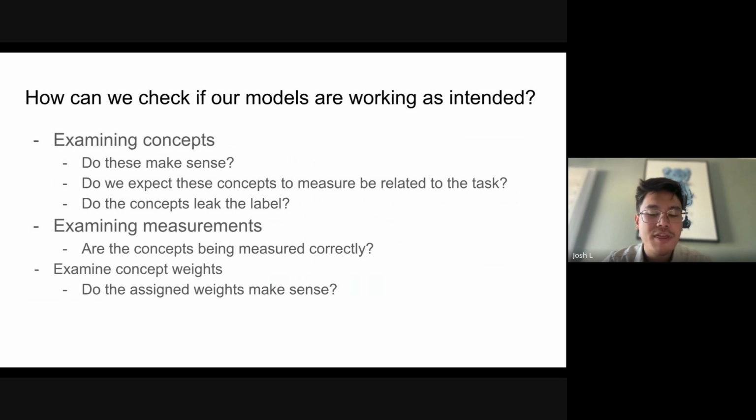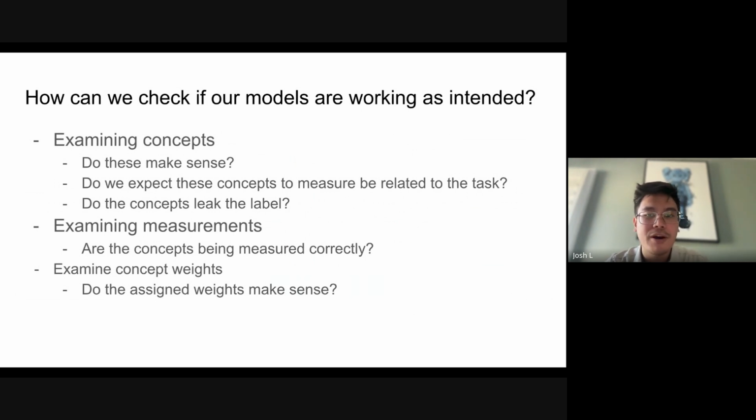And then one thing you can also do is examine the concept weights. In the example of restaurant reviews, do we really expect that having a customer explicitly give a recommendation is more important than having a restaurant that is not noisy? So there are many ways to verify if your model is working before you put it into deployment.